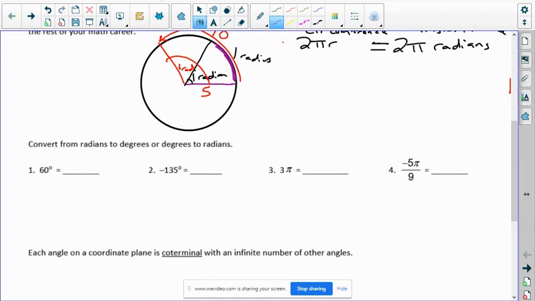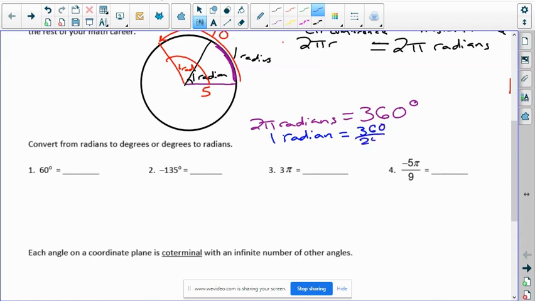Now we can convert back and forth from degrees to radians. What happens is that you have 2 pi radians being a full circle, which we know is 360 degrees. A degree symbol is kind of important here because 360 is not just some number, it has the unit of degrees on it. Well, if you wanted to see how much 1 radian is, you could divide by 2 pi on both sides. So you would get that 1 radian is 360 divided by 2 pi degrees.